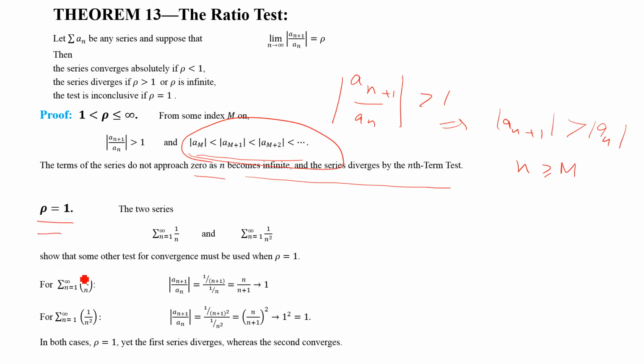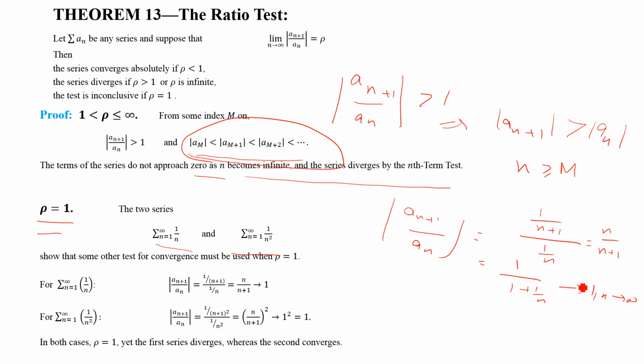Now what if rho is equal to 1? Now we will show that in the case when rho is equal to 1, the test actually doesn't conclude anything, because the series can be convergent and the series can be divergent as well. So we have these two series. In both series, we are going to take the ratio. For the first series, a_{n+1} over a_n is 1 over n plus 1 divided by 1 over n, that is n over n plus 1, or it can be written as 1 over 1 plus 1 over n. Now letting n approach infinity, this will approach 1.